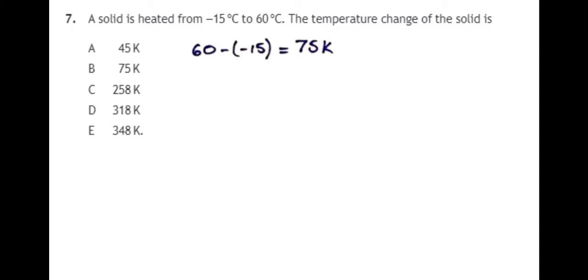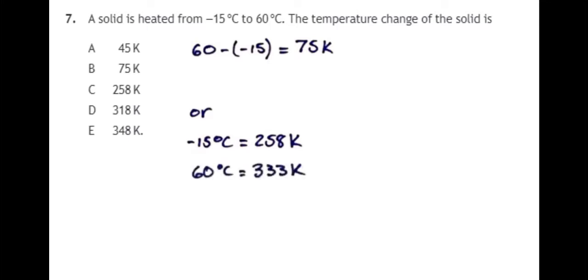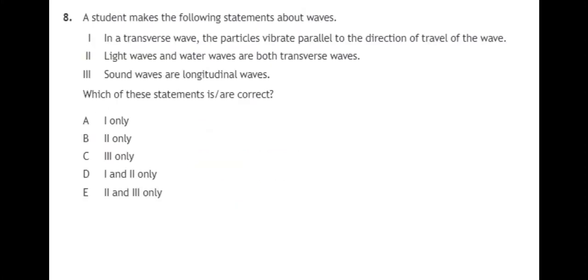The fact that these temperatures are measured in Celsius and we want an answer in Kelvin is not really relevant here, because a change in temperature in Kelvin is the same as a change in temperature in Celsius. We can prove this. If we change the initial temperature of minus 15 Celsius into Kelvin, we get 258 Kelvin. If we change the final temperature of 60 Celsius into Kelvin, we get 333 Kelvin. The difference in temperature is still 75 Kelvin, so we didn't need to do the conversion. Answer B, 75 Kelvin.